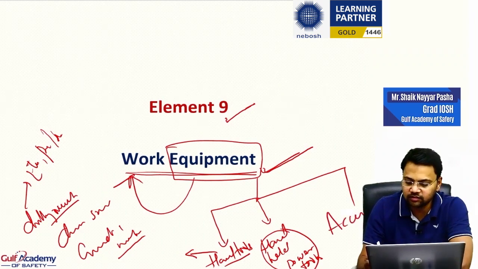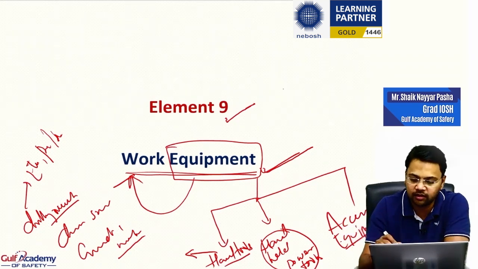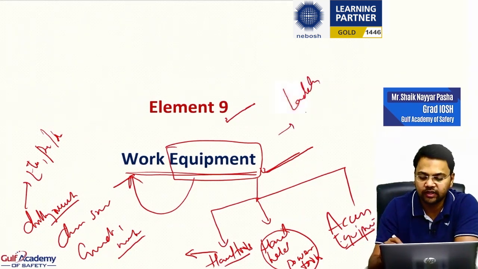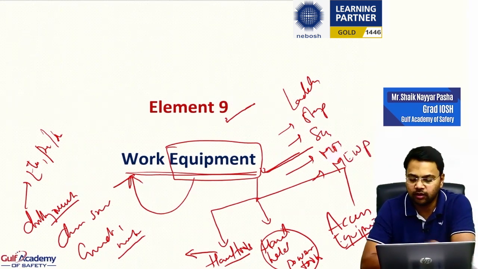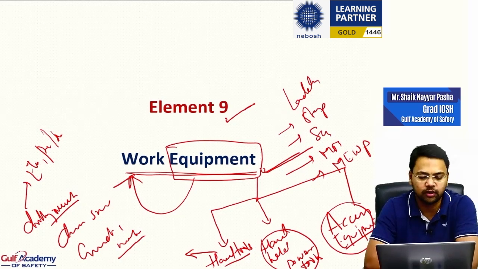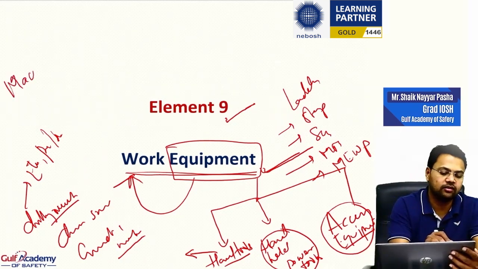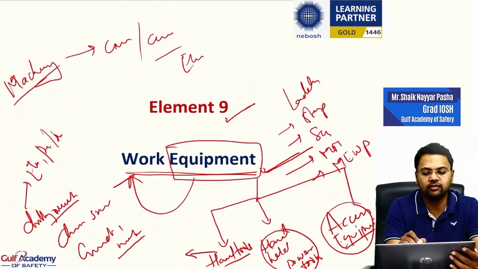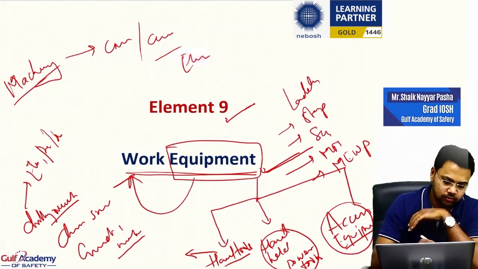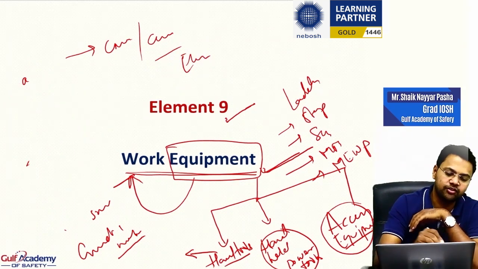Then access equipment. We already discussed access equipment in our element 8, such as ladders, step ladders, scaffolding, mobile tower scaffolding, mobile elevated work platforms. All these fall under the category of access equipment. And there is one more category which is called machinery, meaning cranes, conveyor belts, elevators. All these kinds of equipment fall under the category of machineries.